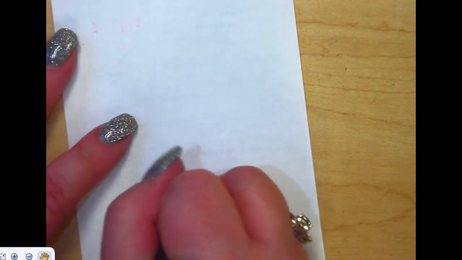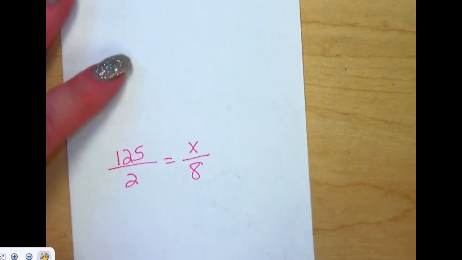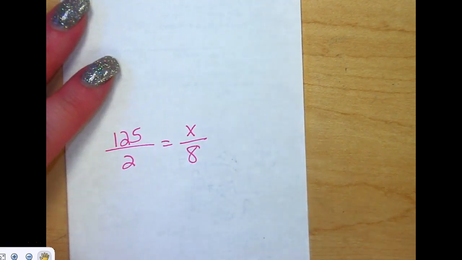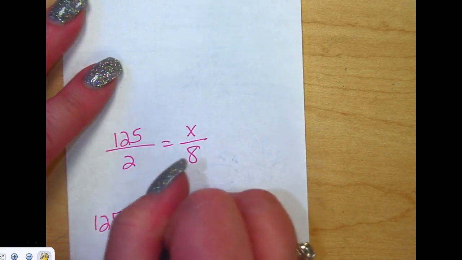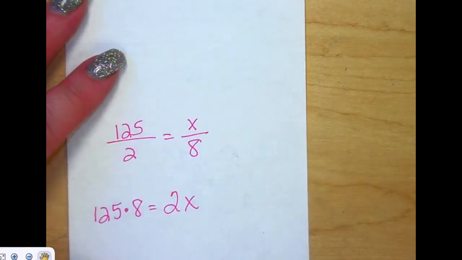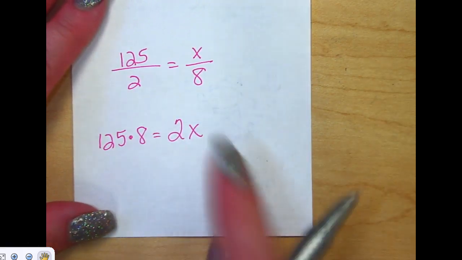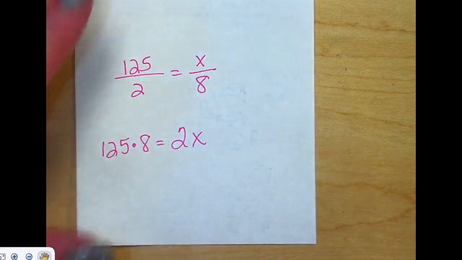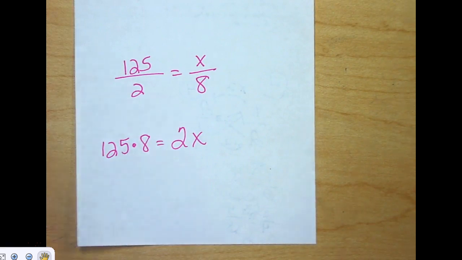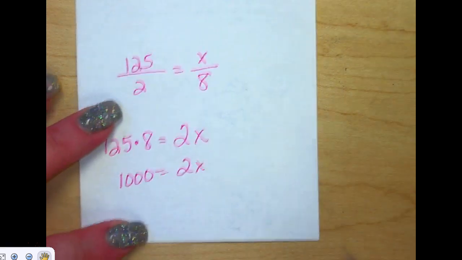Another way you can do it is say 125 over 2 is how much over 8. And so if we set these two things equal, we would say 125 times 8 equals 2 times x. Isn't that what we're doing? 125 times 8 equals 2 times x. Because if we multiply this, it's supposed to be equal to this. And what did we get 125 times 8 is? 1,000. So 1,000 equals 2x.